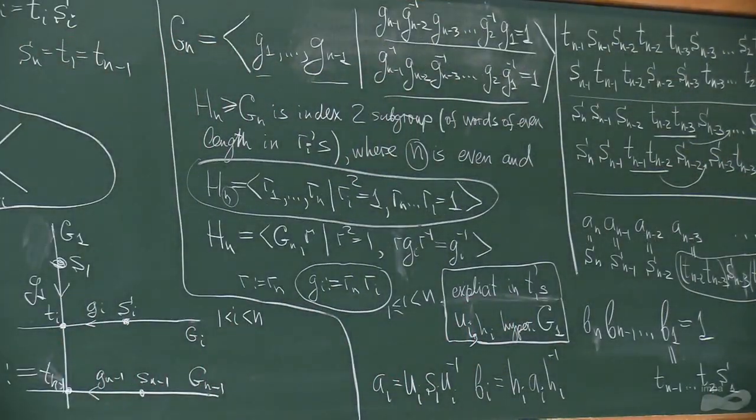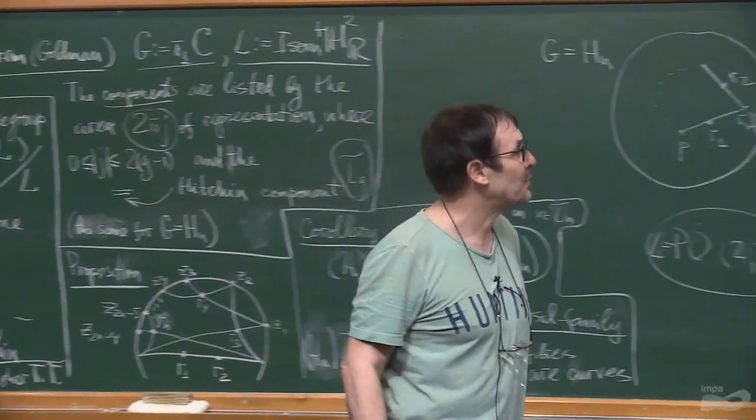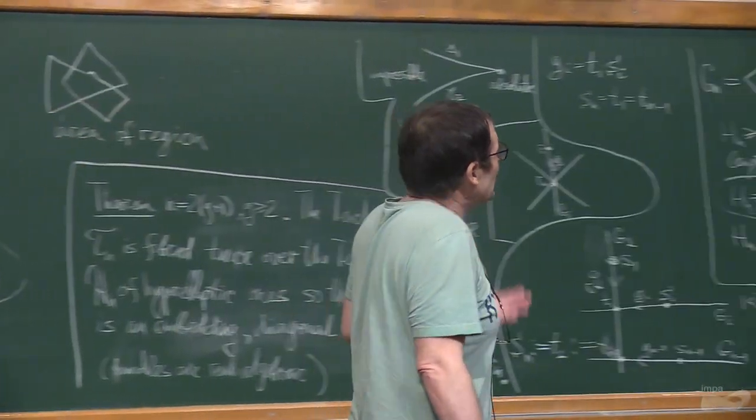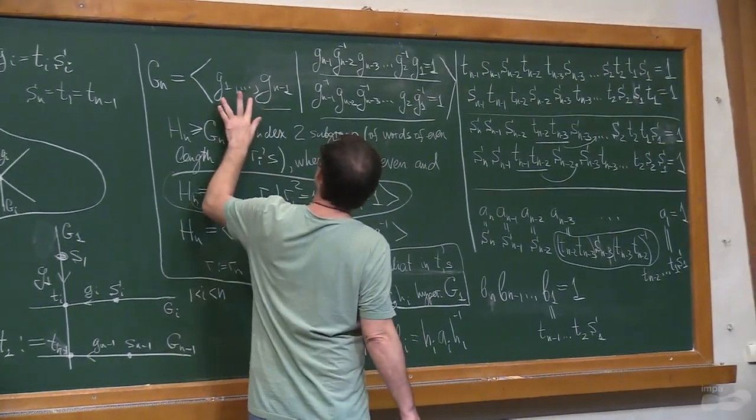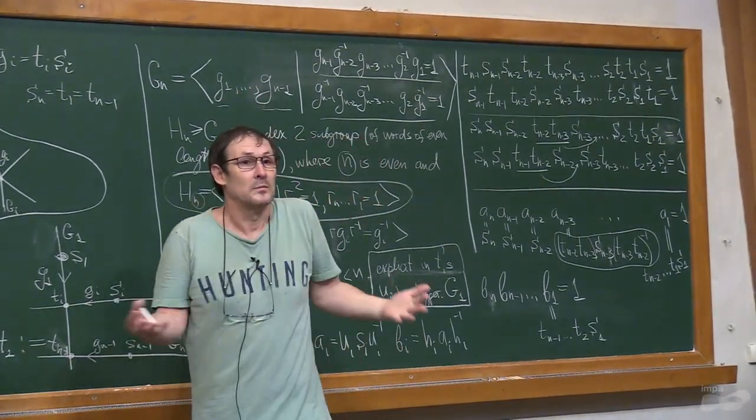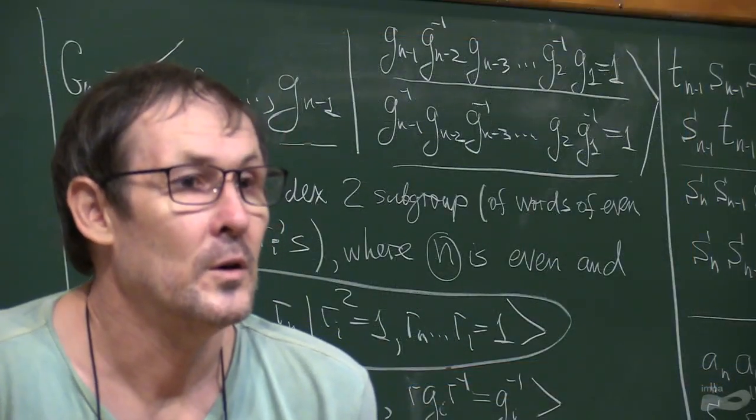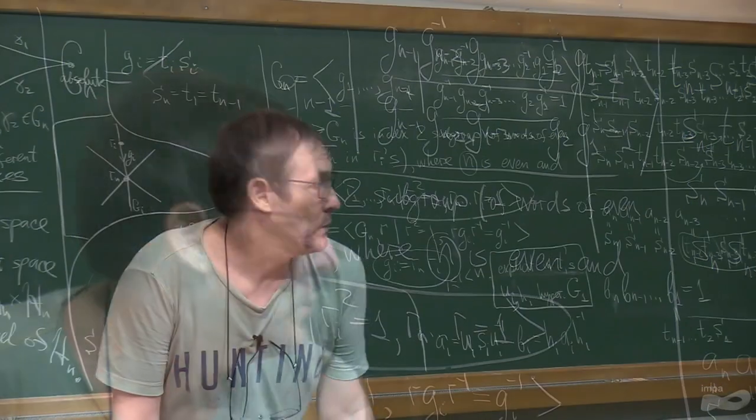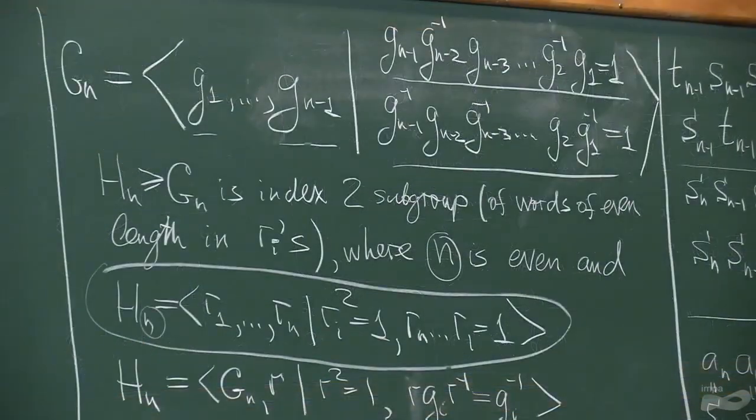How can we treat a point in some component in the character variety? It is just the choice of n minus one isometries that satisfy the relations written here, the defining relations.